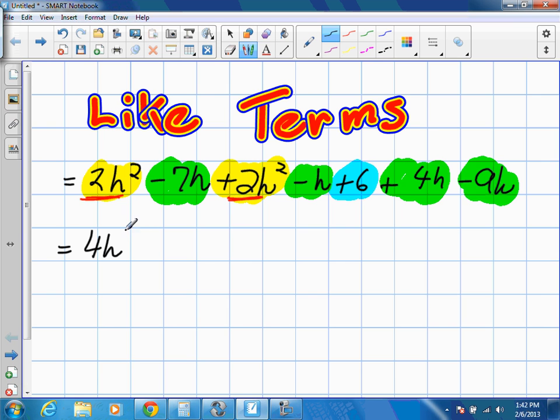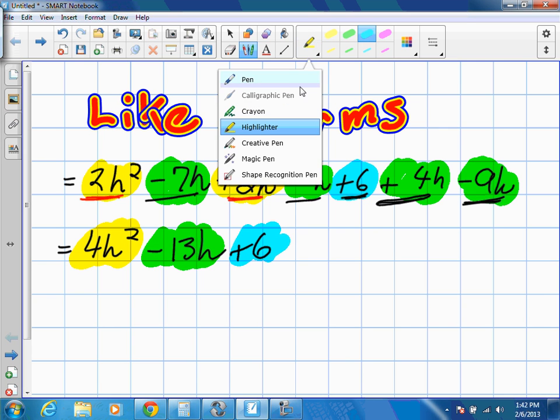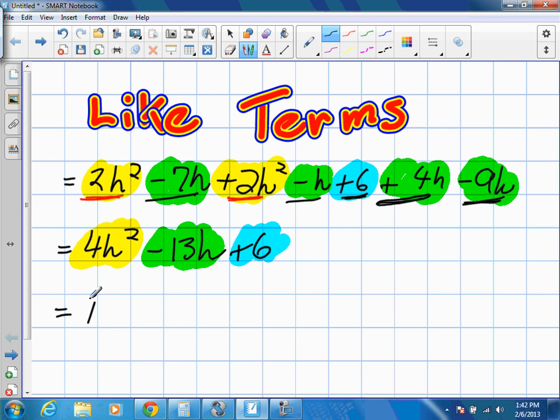4h squared. Great. Negative 7 minus h? Negative 8. Negative 8 plus 4? Negative 4 minus 9. Negative 13h. And anything happen to our constant? Plus 6. Okay. So, all of the terms we highlighted and colored in combined into 1 term each. Because we found 3 sets of like terms, we ended up with 3 terms in the end of this question. Okay, so our final answer was 4h squared minus 13h plus 6.